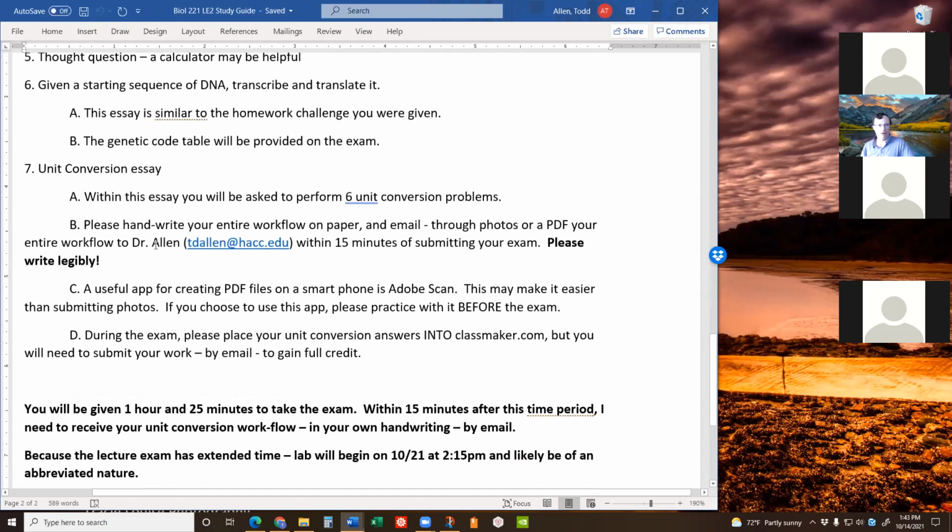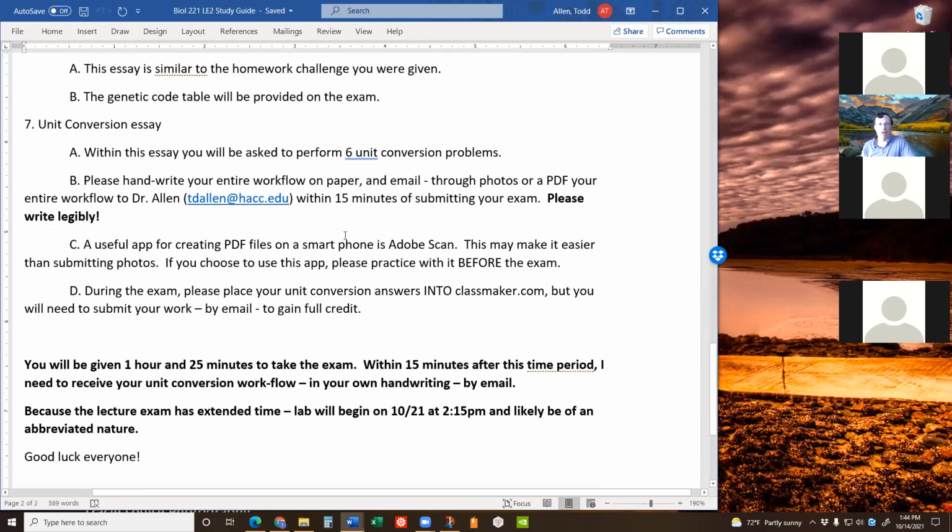Let me highlight some information about the unit conversions, right? I know that there's been some anxiety about math. And while I can't remove the anxiety from you, please know that preparation and practice of this skill helps reduce your anxiety. Okay. On your exam, what you're going to have to do is do the unit conversions, and I want you to write out your work on paper.